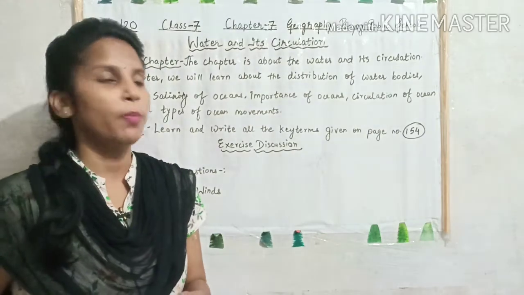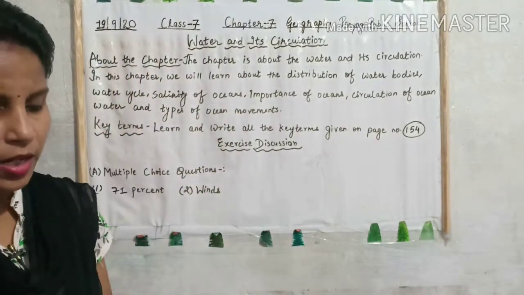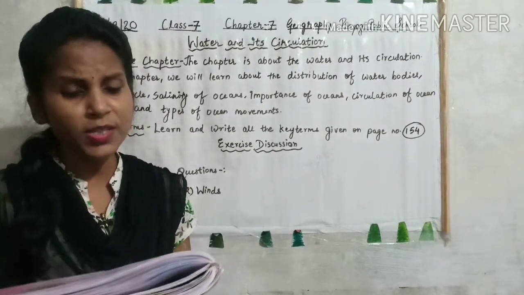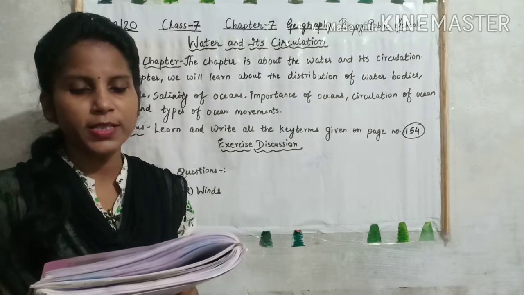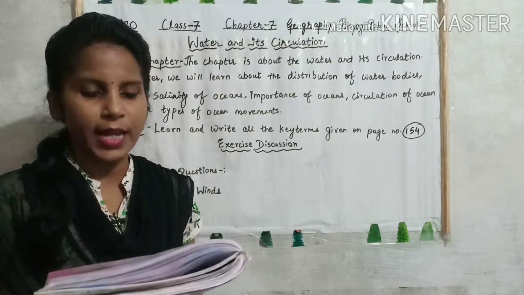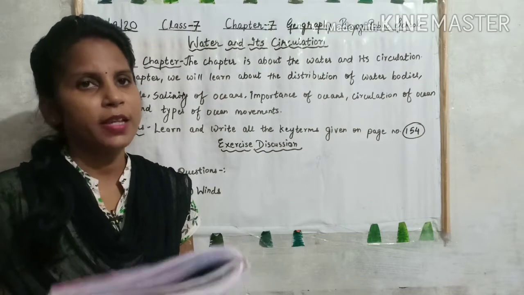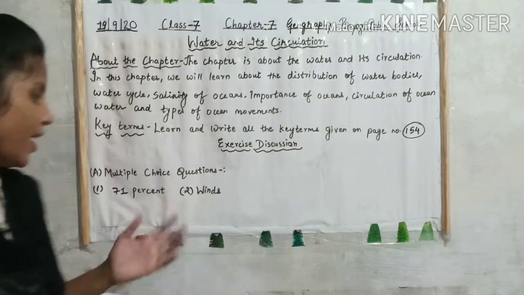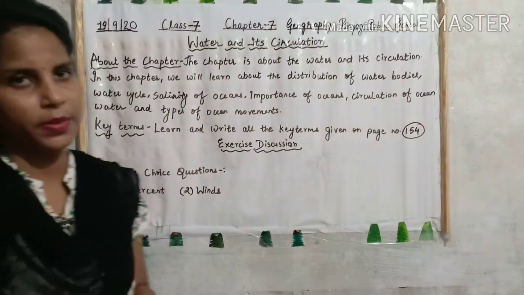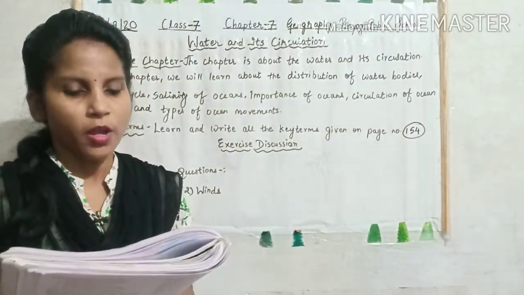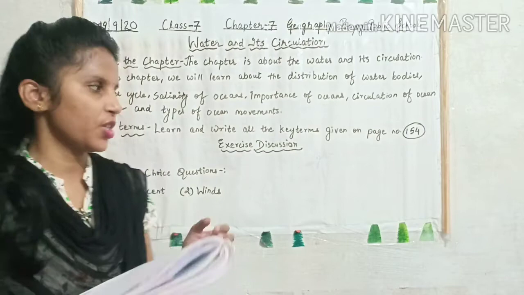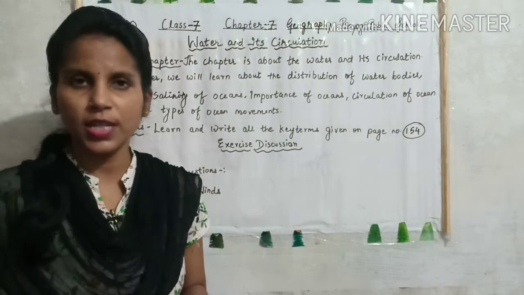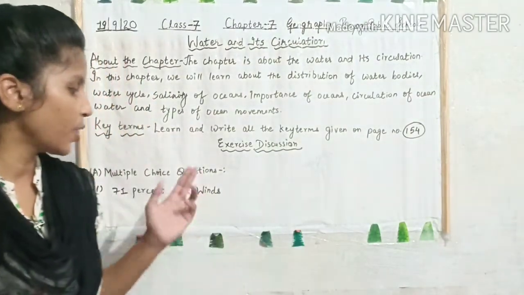Now come to the exercise discussion. Children, open page number 159. The first question is A, multiple choice questions. First one, the total amount of water present on the surface of the earth is option A 29%, option B 97% and option C 71%. The right answer is, children, 71%. Then question number 2, waves are caused by the action of option A winds, option B water and option C fossil fuels. The right answer is winds.